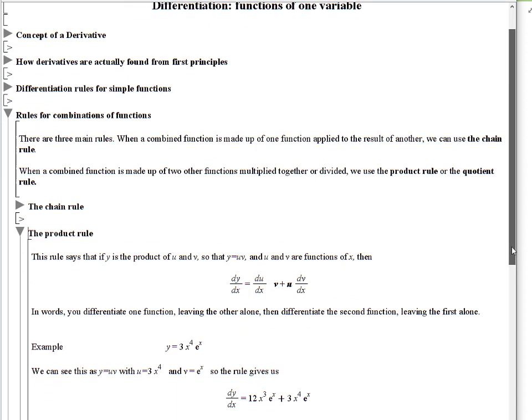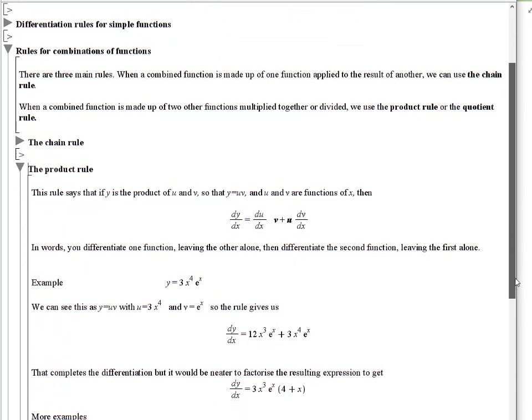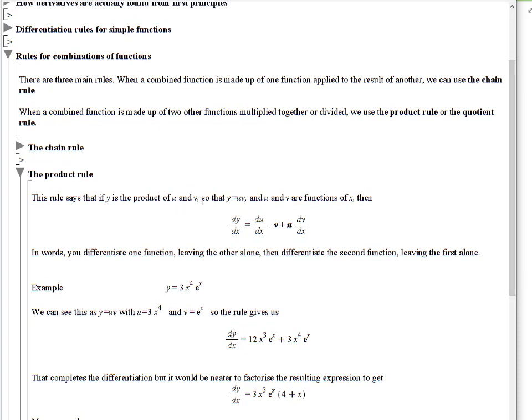So this rule says that if y is the product of two different functions, u and v, so y is equal to uv, if u and v are functions of x, then dy by dx is equal to du by dx, so differentiate u, times v, plus u times dv by dx. In other words, these two functions u and v take turns. First is the turn of u to be differentiated, and v has to wait, and then it is the turn of v to be differentiated while u is not changed.